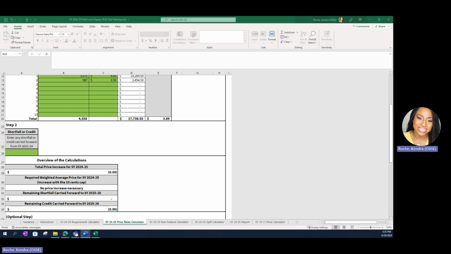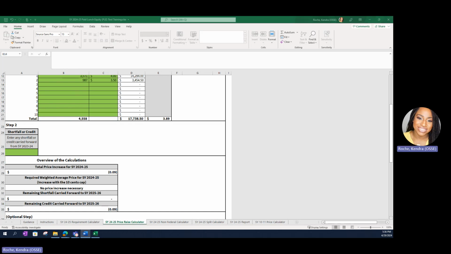Go to step 2 and enter any shortfall or credit your SFA may have carried forward from school year 2023-24. The first box shows the total required price increase, if any, the SFA would need to implement in order to meet the weighted average price requirement. However, SFAs are only required to increase prices by 10 cents per year, even if the weighted average price requirement increase is higher. SFAs can still choose to raise the price by more than 10 cents.